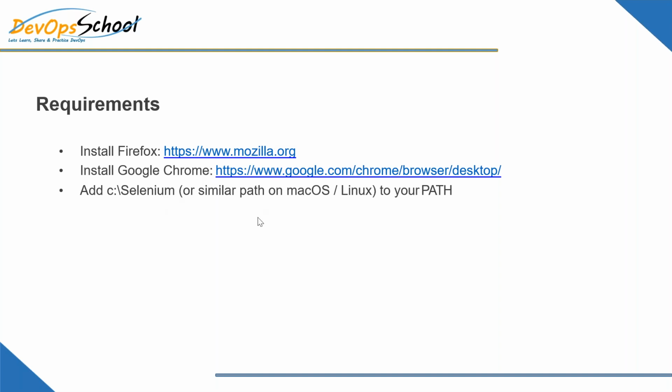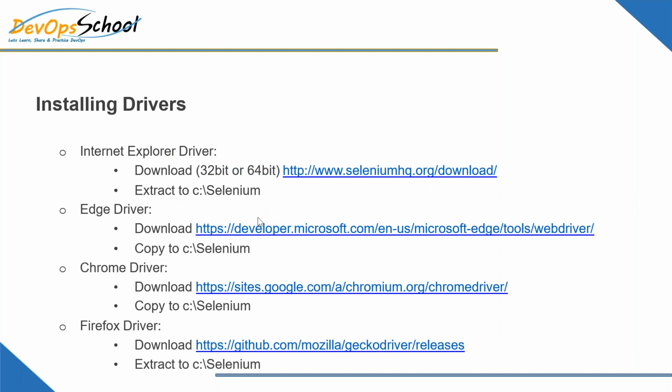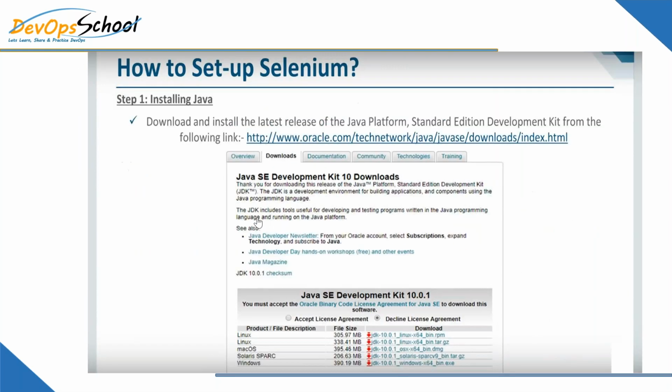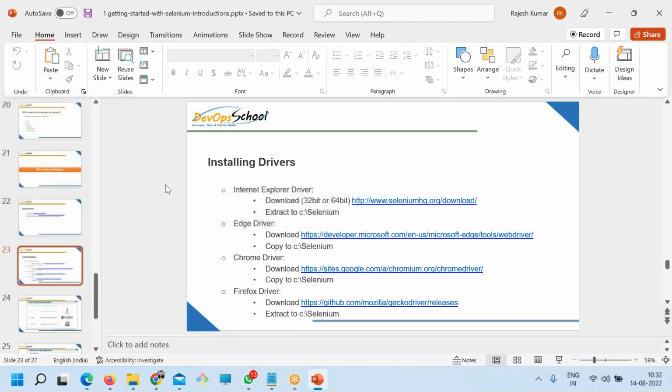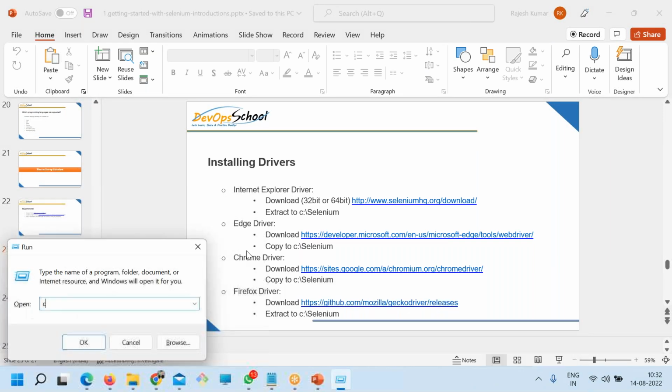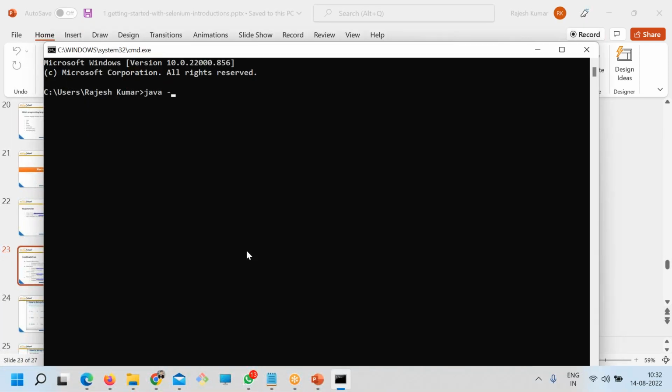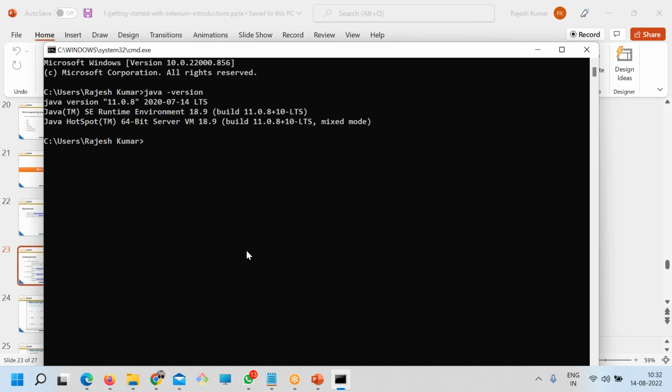Let me tell you, Selenium has been written using Java. If any tool has been written in Java, you need at least JRE 2 for that. So let me show you the demo directly. First thing is Java. Open up the command line and run java version. Right now I have installed Java version 8.